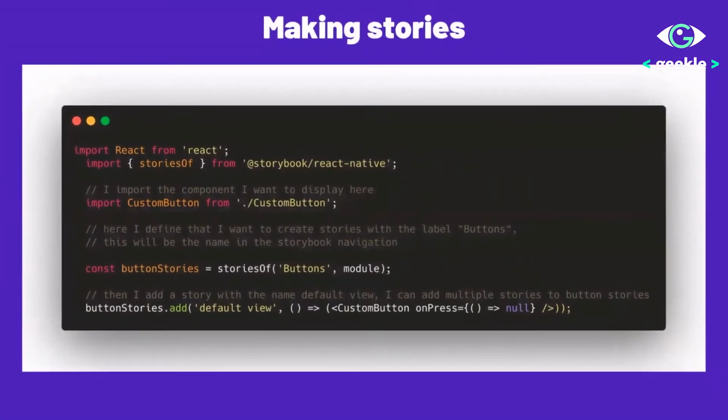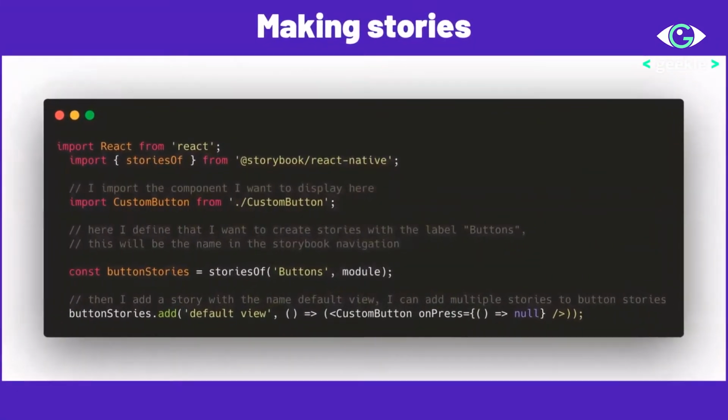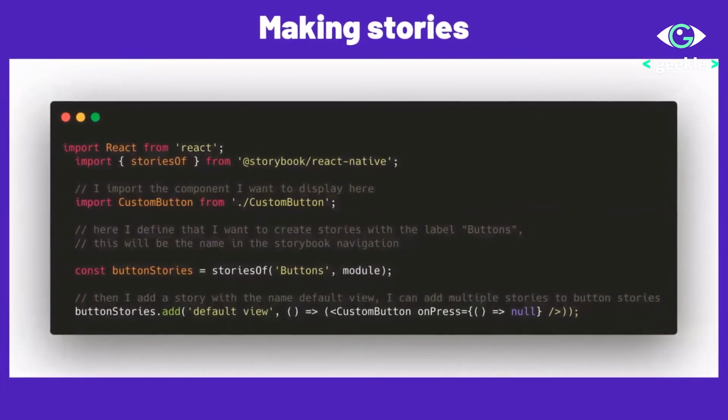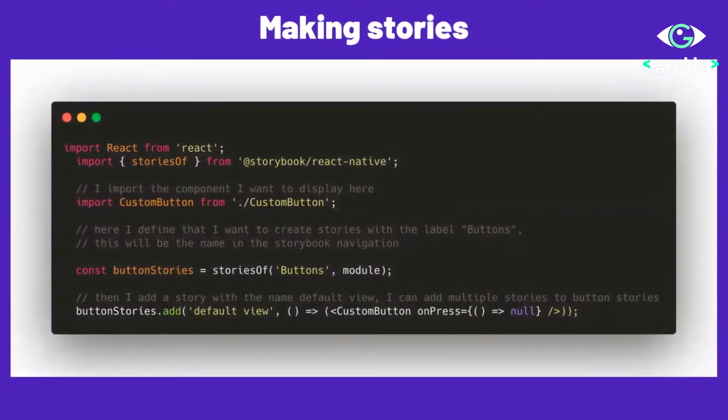The most basic way of creating stories is like this template. First, you create a file with a stories.js extension. We must import Storybook, and after that, we define that we want to create the stories with the label Button, for example. So we add a story with the label Default View, which is what will be displayed in your Storybook UI. And that's where we can create multiple stories as many as we want.